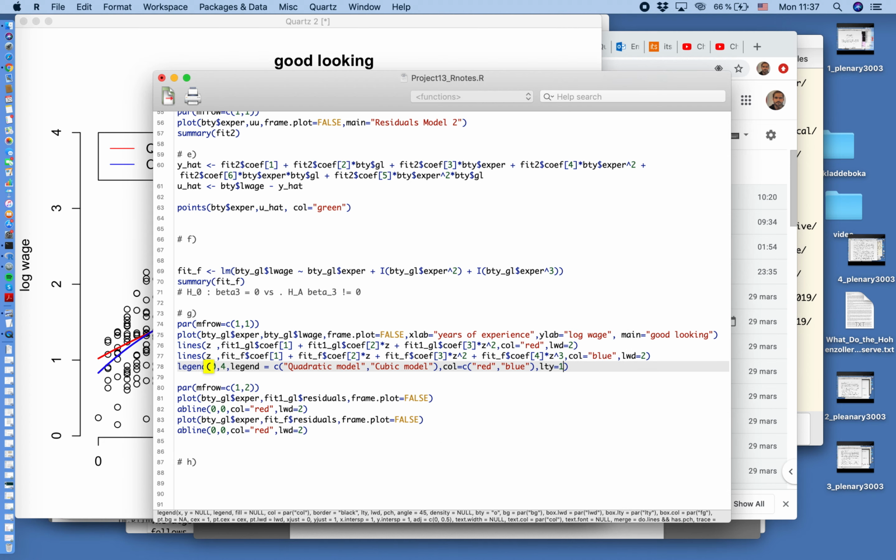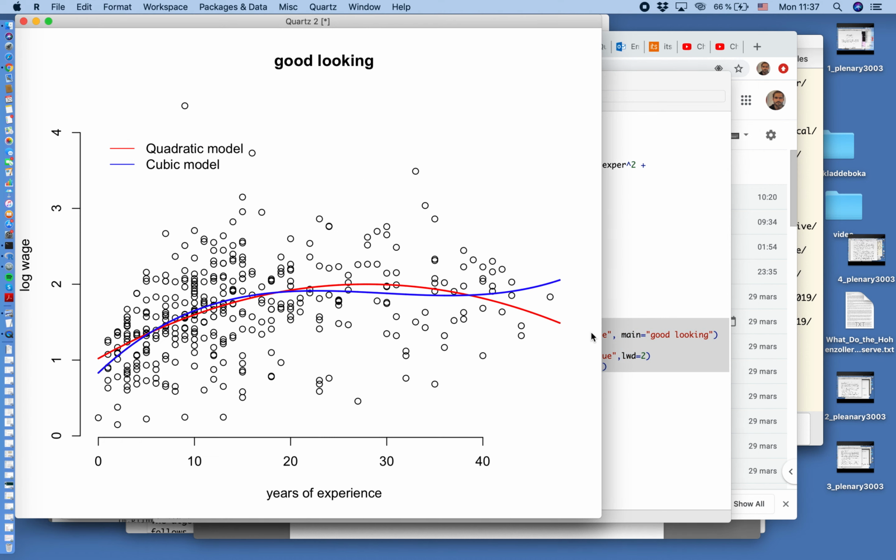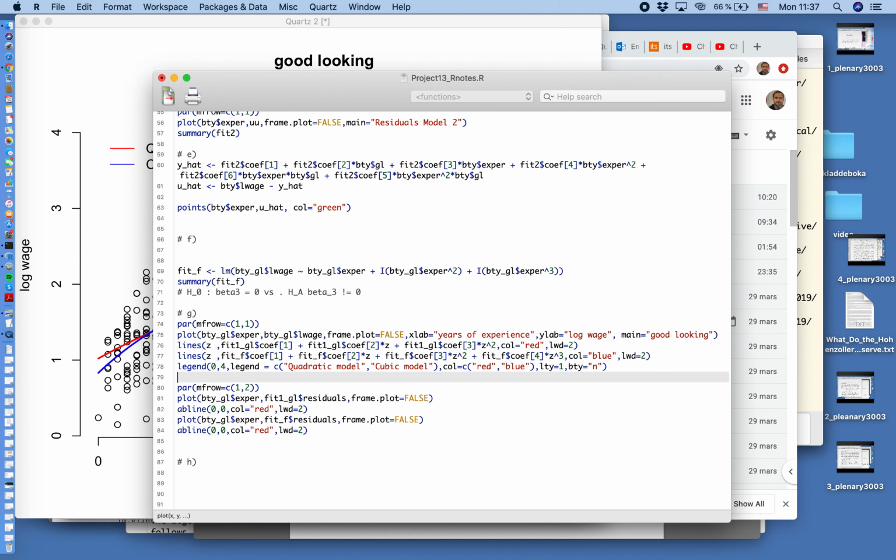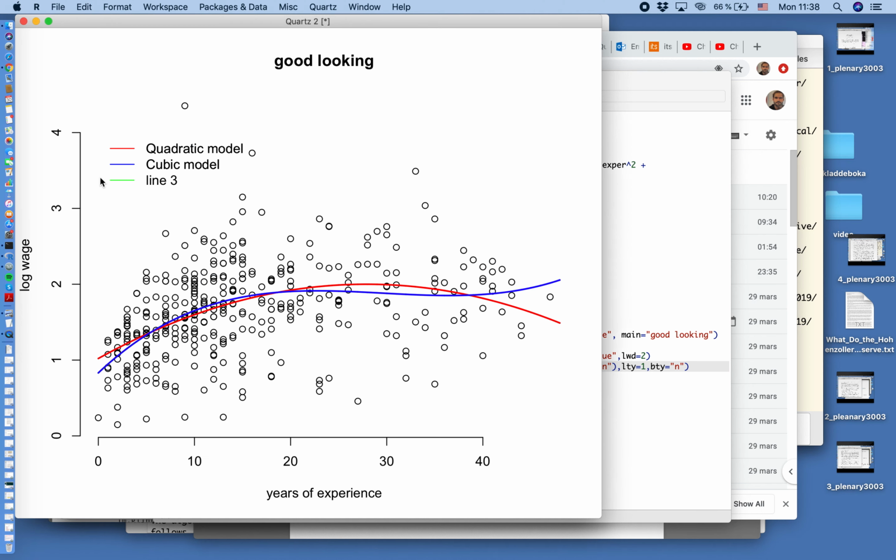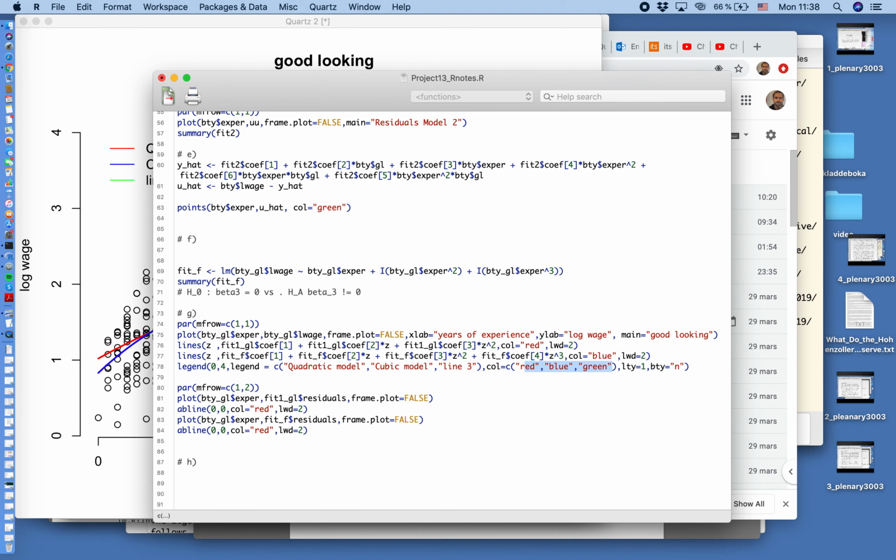I like adding bty equals n because then you remove this box around it. If you had one more line, let's say a line 3 that was green, you could write line 3, and then add green, and you get a green line. Like this, but there is no green line, so let's take that away. Legends are nice to add to plots so that the plots are easy to read. So now let's do exercise H.